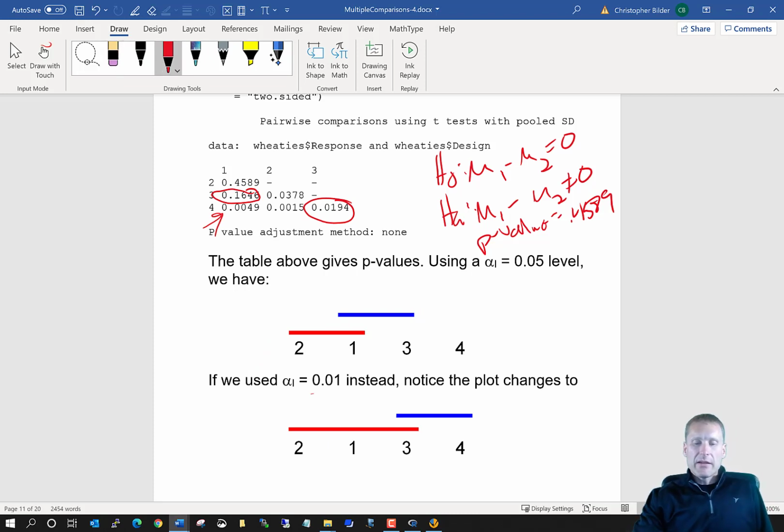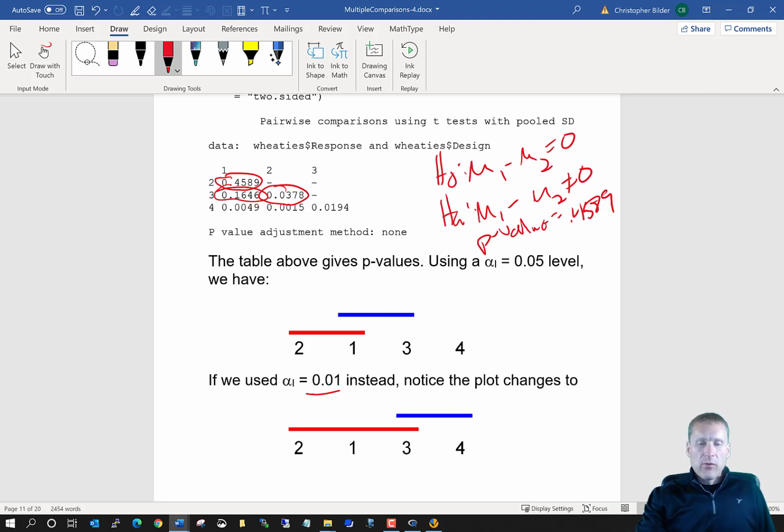But let's say that instead we use 0.01. What would happen? In this particular situation, I have a tougher criterion to meet in order to reject H0. So let's compare 1 to 2 and 2 to 3. None of those p-values are less than 0.01, so that's why you see a line between 2, 1, and 3. You can even look at 1 and 3 as well.